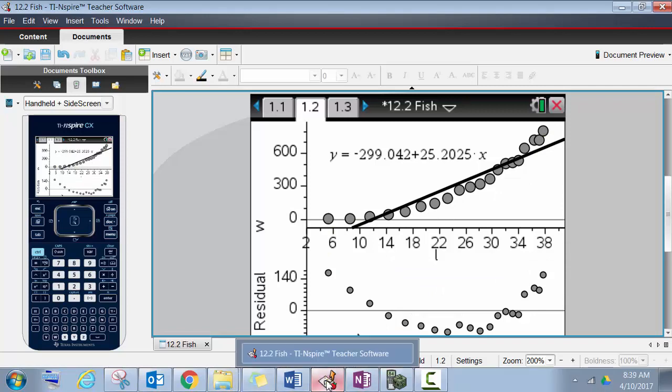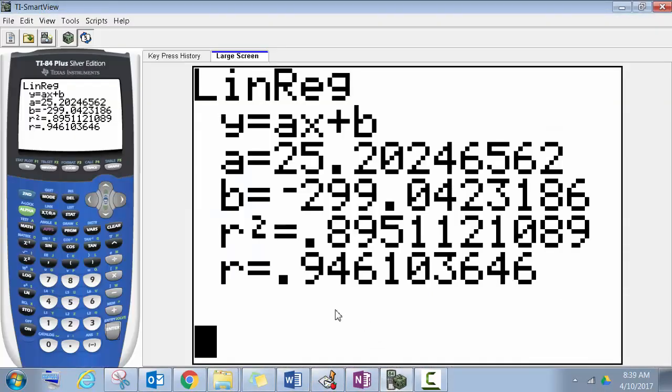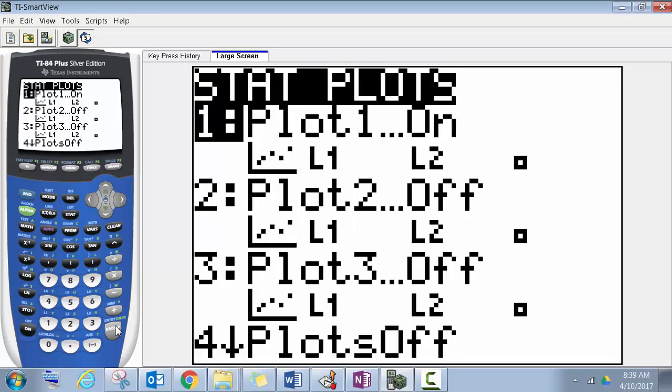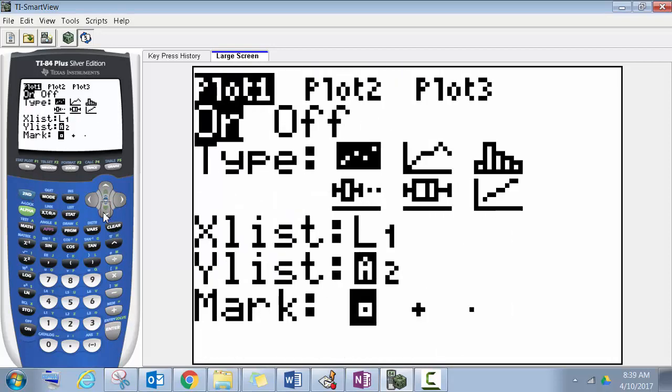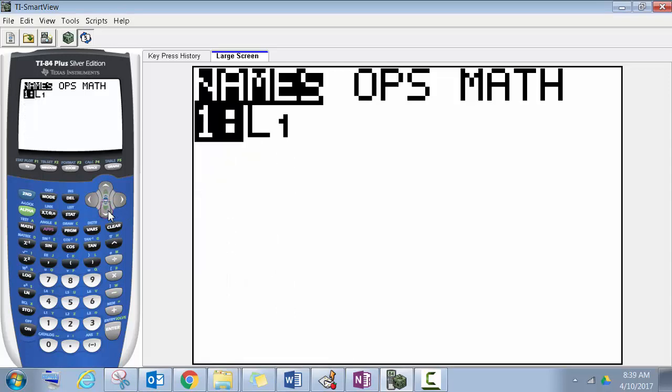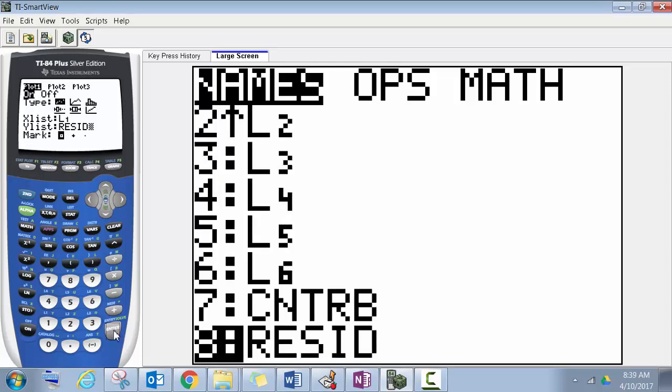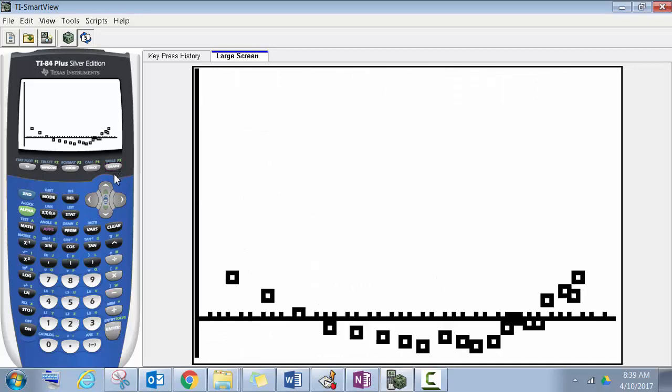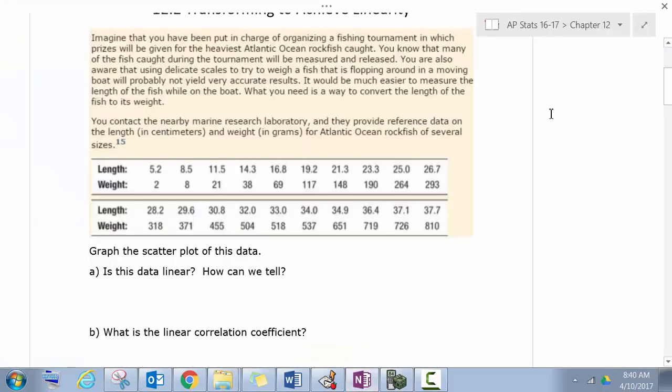If we're doing that on the calculator, or the 84 I should say, we need to do the linear regression, and then when we go to stat plot, instead of L2 we're going to plot our residuals, which if you go to second list, it's at the bottom here. We graph that, and you can definitely see a pattern. And it shouldn't be. We should have no pattern. So, linear model is probably not the best for this.